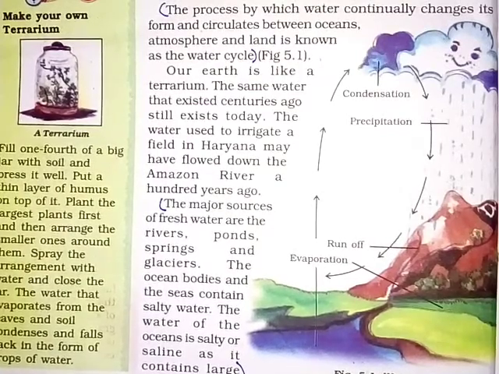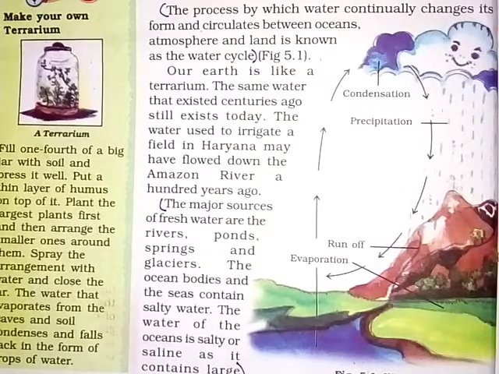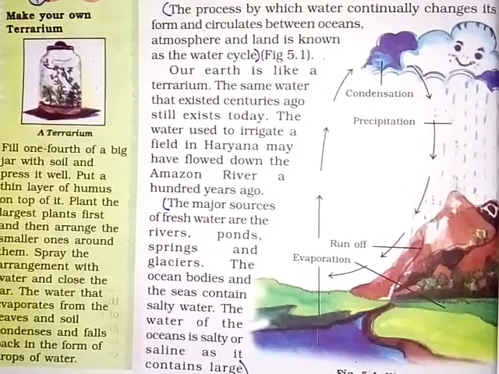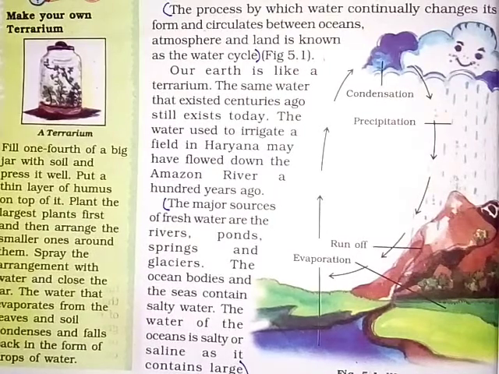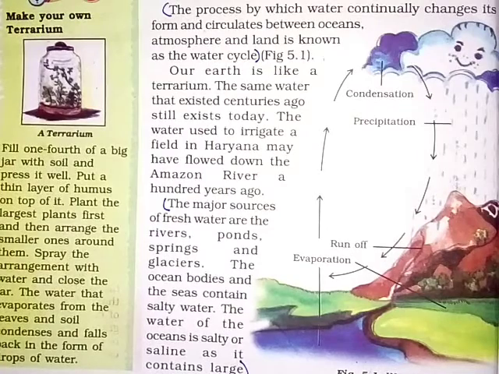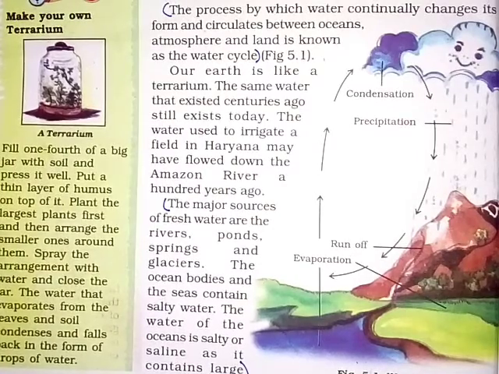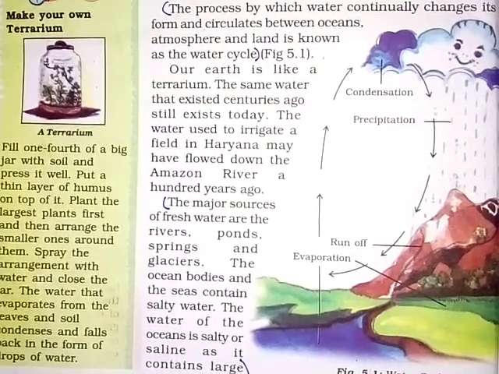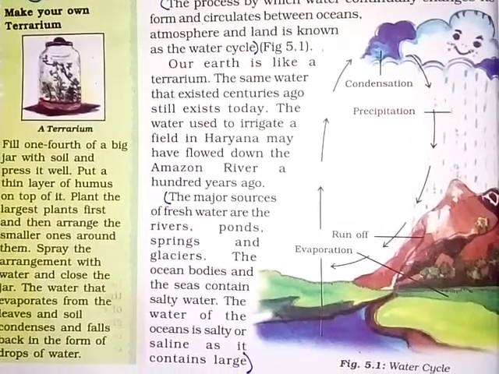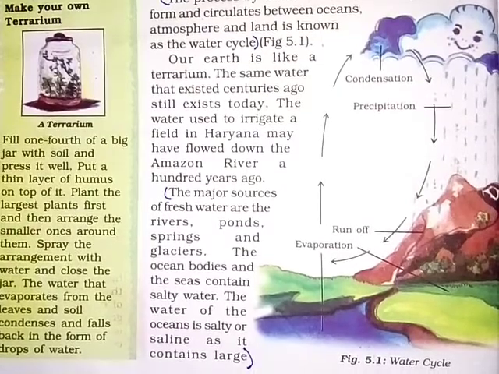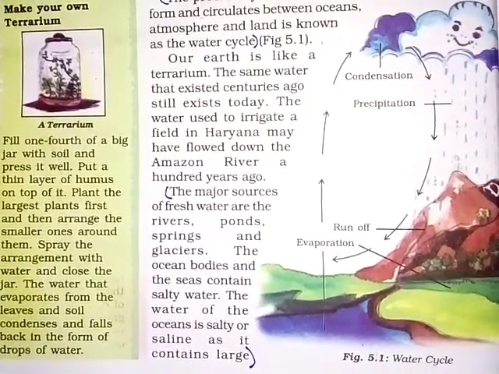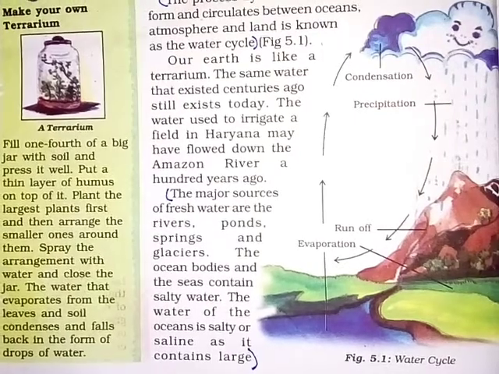The same water that existed centuries ago still exists today. The water used to irrigate a field in Haryana may have flowed down the Amazon River 100 years ago. The major sources of fresh water are the rivers, ponds, springs and glaciers. The ocean bodies and seas contain salty water.